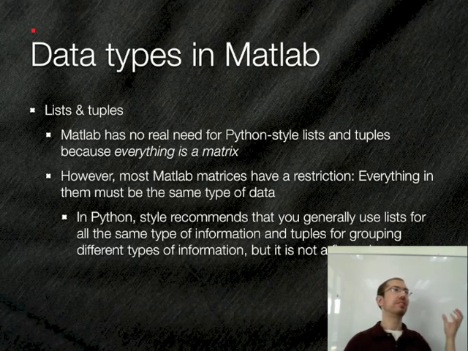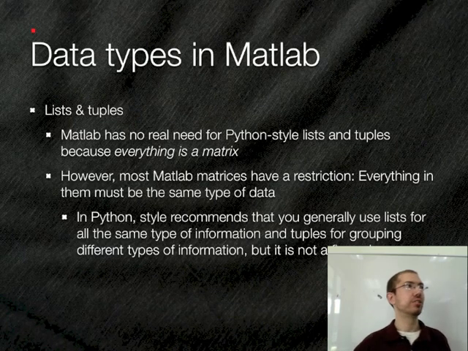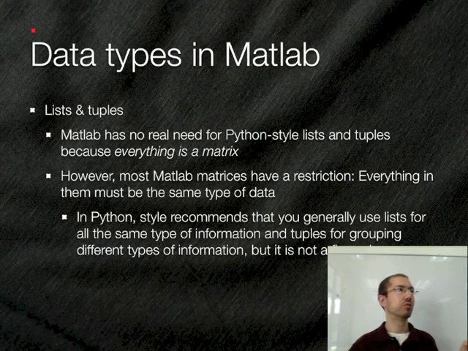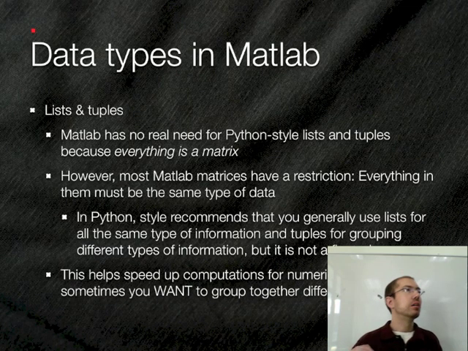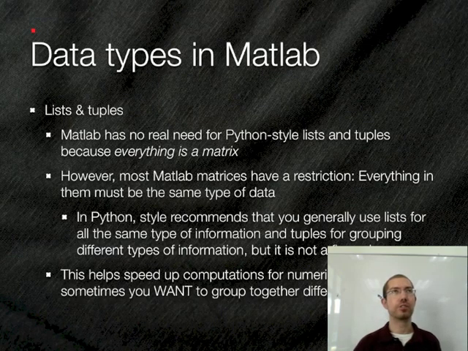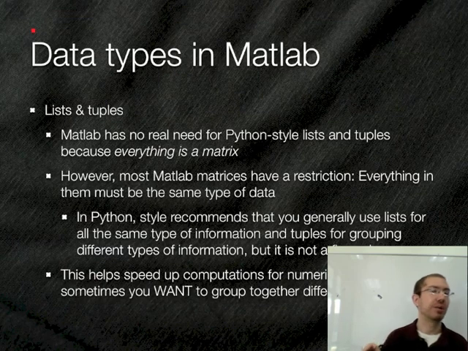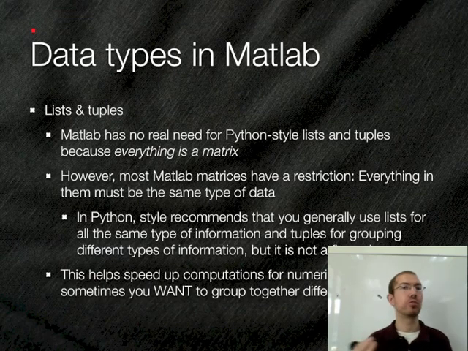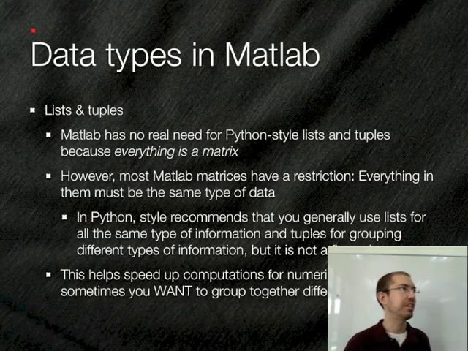Now in Python, like we said, style generally recommends that you use lists for similar information and tuples for grouping different sorts of information, but it's not a firm rule. It's not a feature of the language. It's just a stylistic thing. This restriction in Matlab is helpful because it helps speed up computations for numerical data. Matlab doesn't have to go through and check everything in a matrix to see what kind of data it is. So this is why Matlab is really optimized for fast computation.